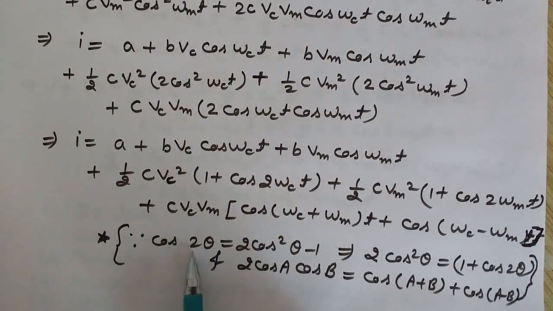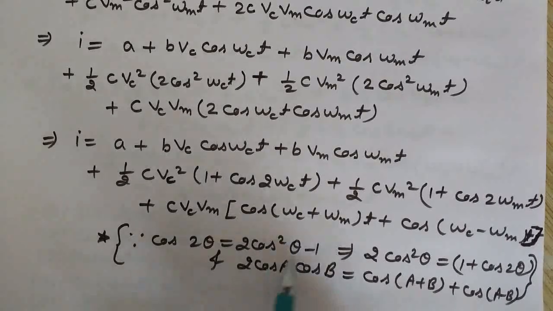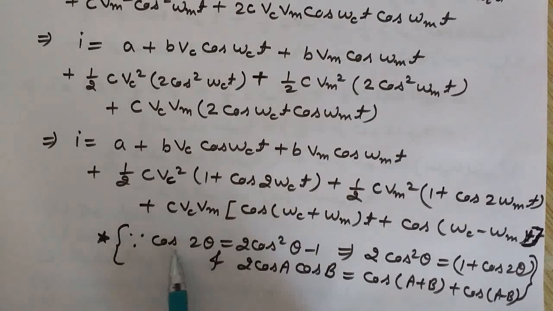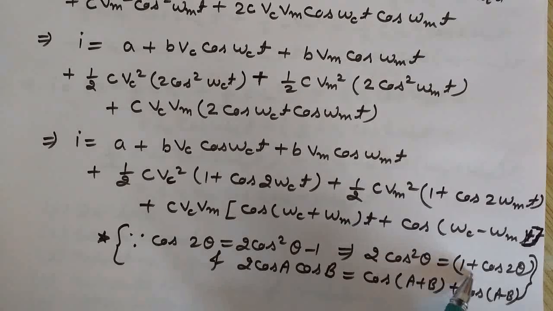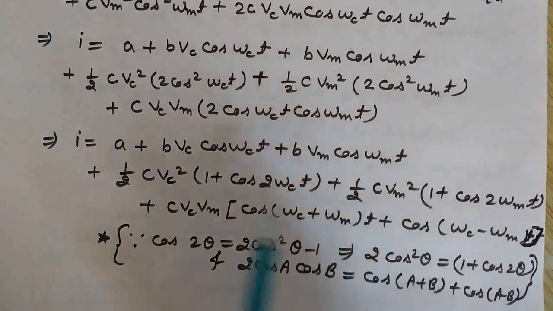Actually, we know the trigonometric formula that cos 2 theta is 2 cos square theta minus 1. You should know this. So from this, 2 cos square theta is what? Transfer it to this side. So 2 cos square theta is 1 plus cos 2 theta. So I have used this only.